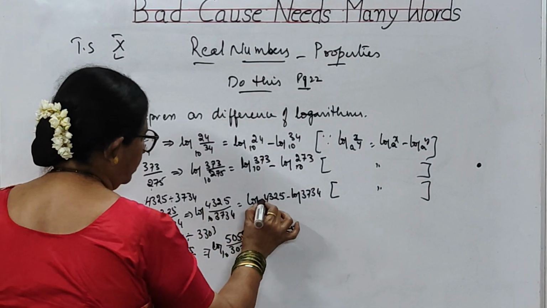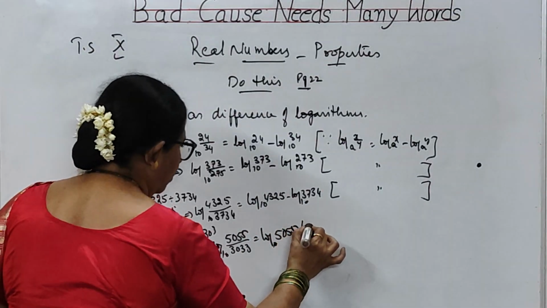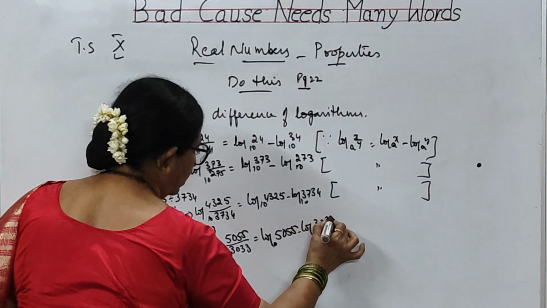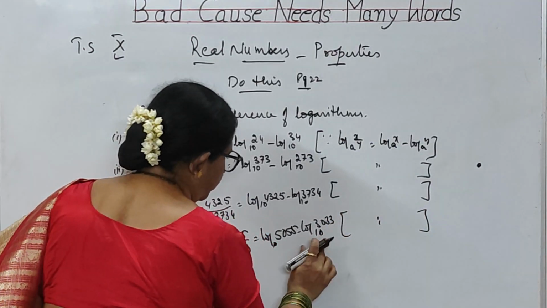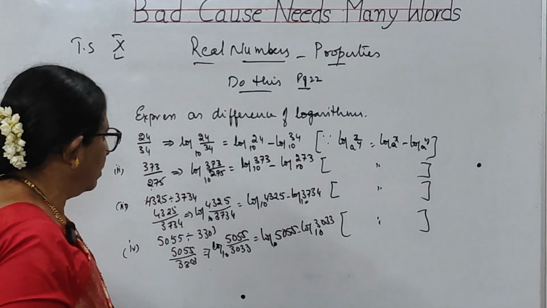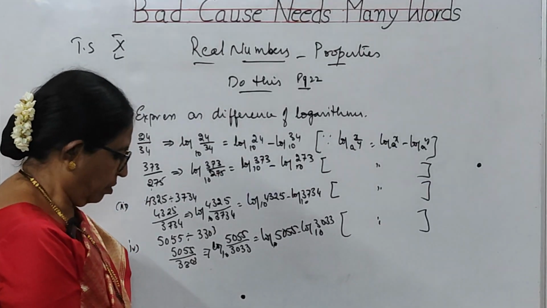Here also you have to write base 10, minus log 3033 to the base 10. Until and unless they give any other base, children, you have to consider it as base 10. So I hope you have understood these sums, children. Copy.